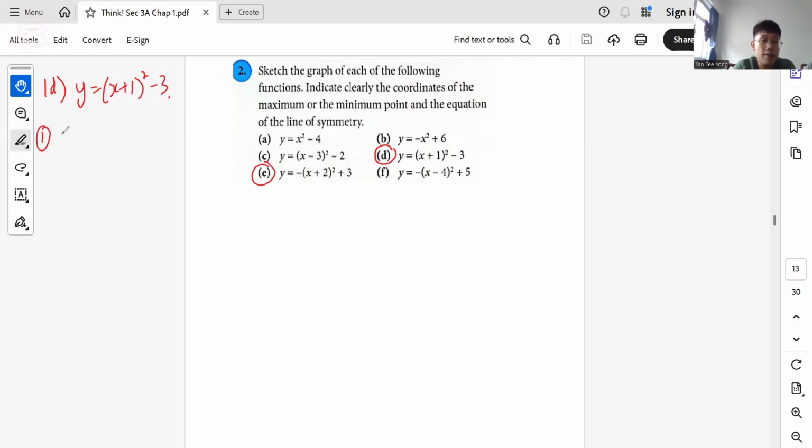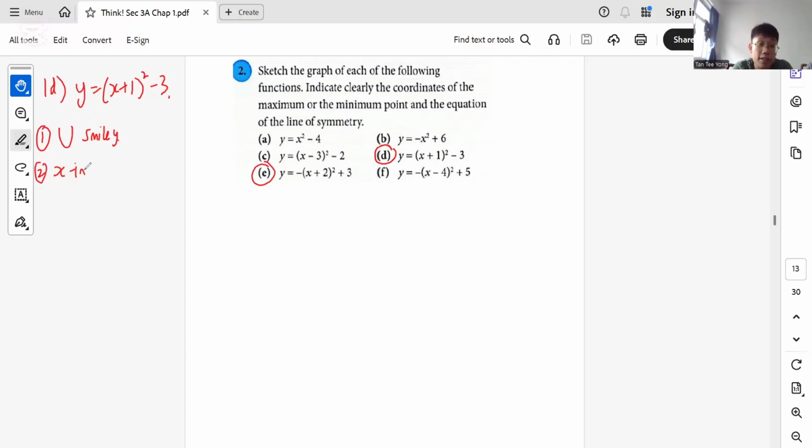So the first step is always what? Whether it is a smiley face or sad face. In this case, your coefficient of x squared is positive. If you expand this out, you realize that the number in front of x squared is 1. So that means it's going to be a smiley face.